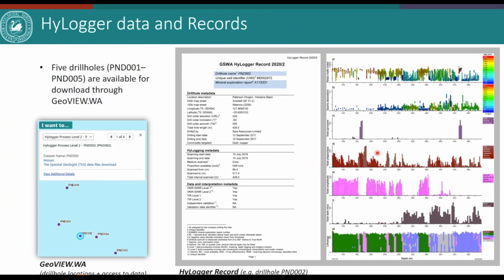Lastly, if you want more information, you may go to GeoView. You can see these 5 drill holes spatially. If you click on one of them, a pop-up will occur and you'll have the chance to download the spectral data and also some of these HyLogger records. And on the right-hand side is an example of one of these records. If you want more information, please get in touch with me.